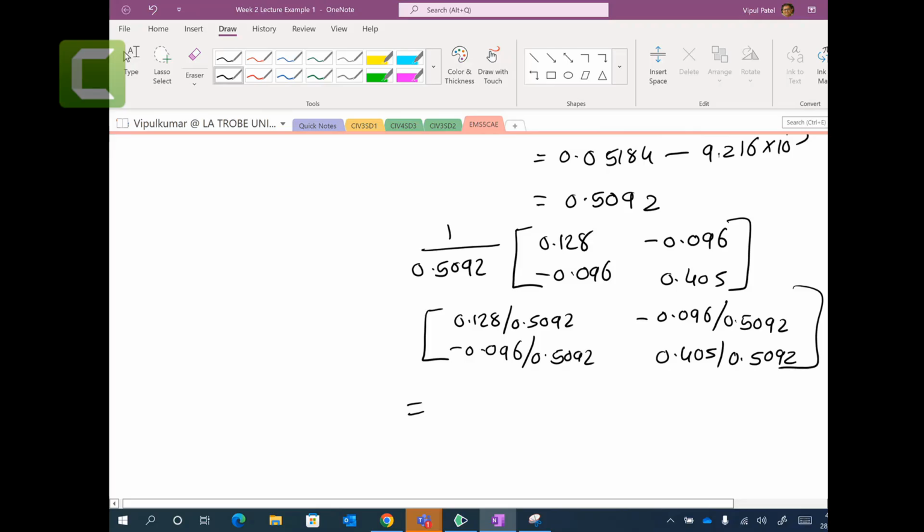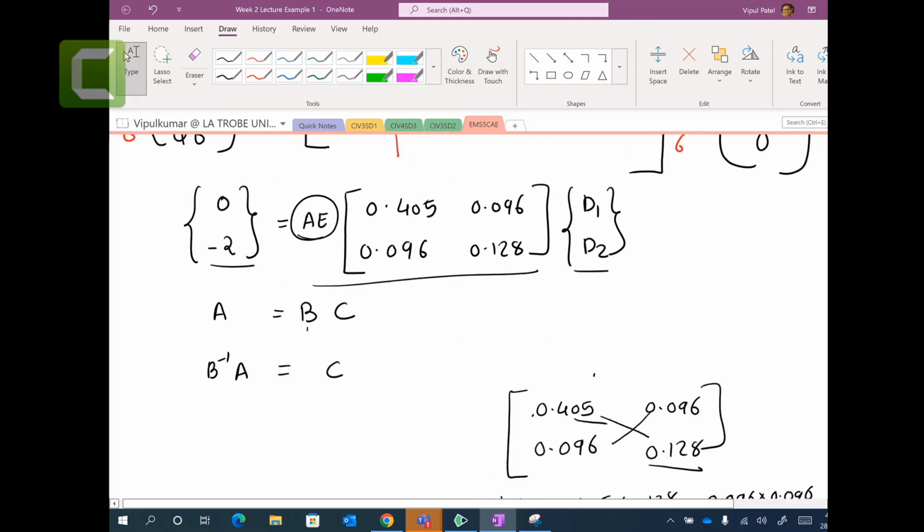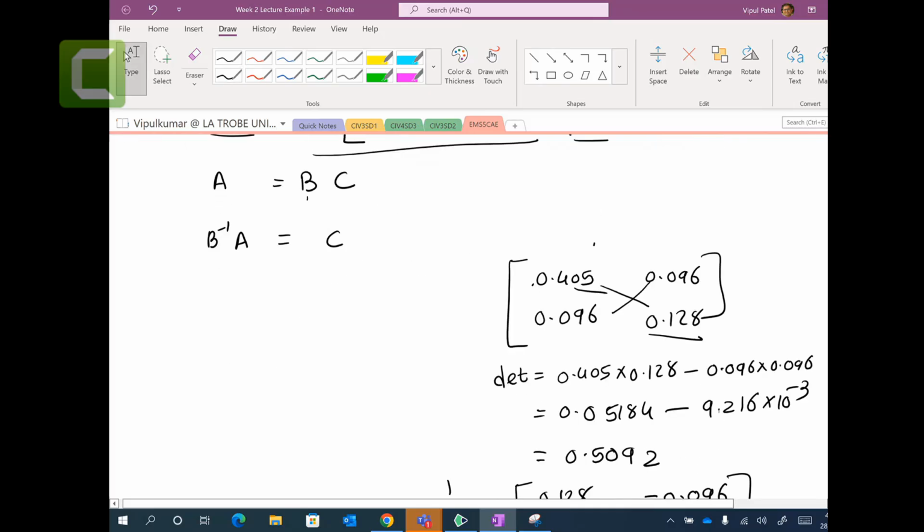So in that case, 0.128 divided by 0.5092, you get 0.251. 0.096 divided by 0.5092, you get 0.189, minus 0.189. 0.405 divided by 0.5092, you get 0.795. Right, so that is your inverse of this matrix. And if you multiply that inverse by these ones, you will get the answer.